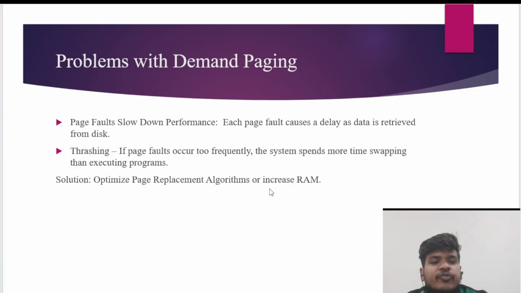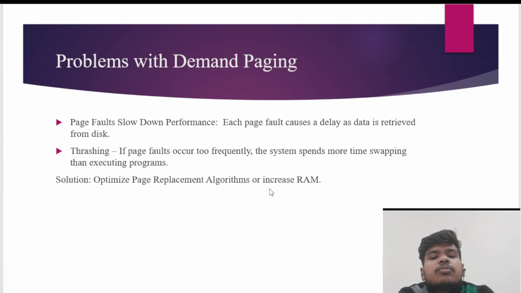Then we have first in, first out. As the name suggests, it will remove the oldest page which comes first, right? And it will keep happening one by one, first in, first out. Then we also have optimal page replacement. It means that the page which will not be needed in the coming execution will be removed, making the process more efficient.